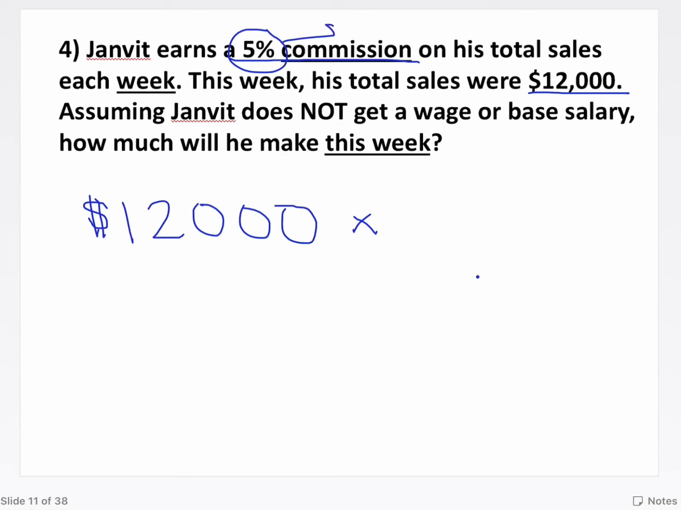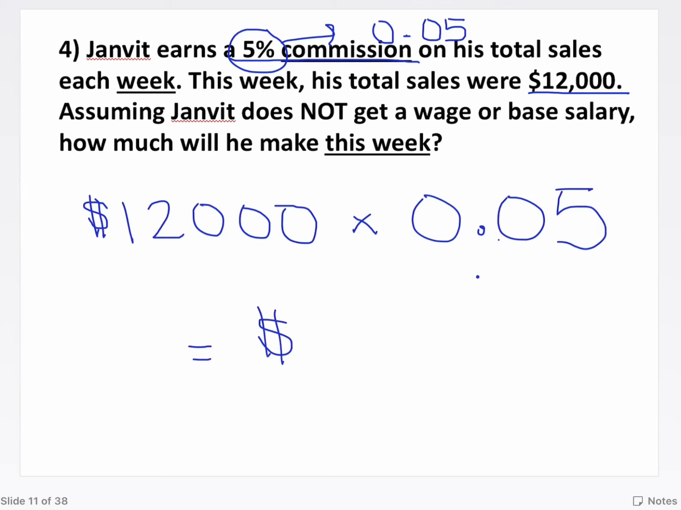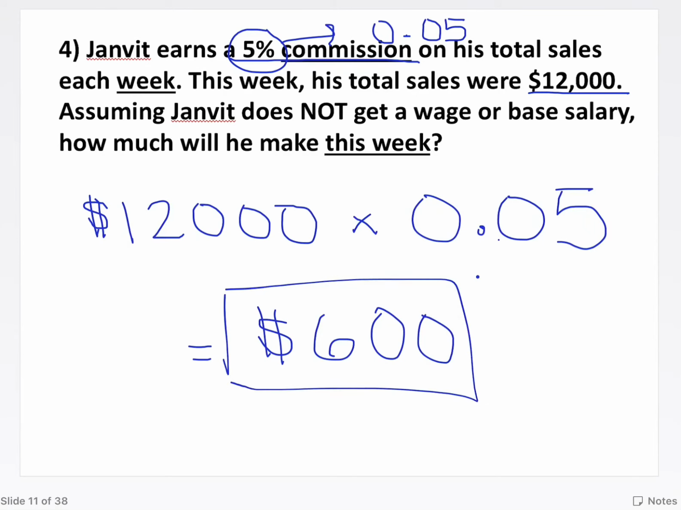So to do percentage calculations, first we have to convert that to a decimal number, which is by dividing by 100. So 12,000 times 0.05 works out to $600. So off of the $12,000 that he sold for the company, Jan Veet himself earned $600. So he has incentive to sell more and more, because the larger his sales are, the larger his earnings.